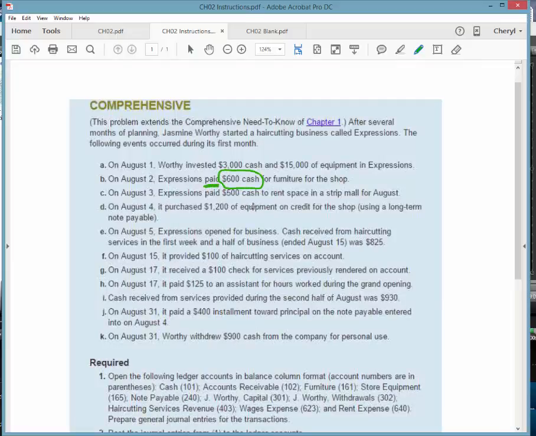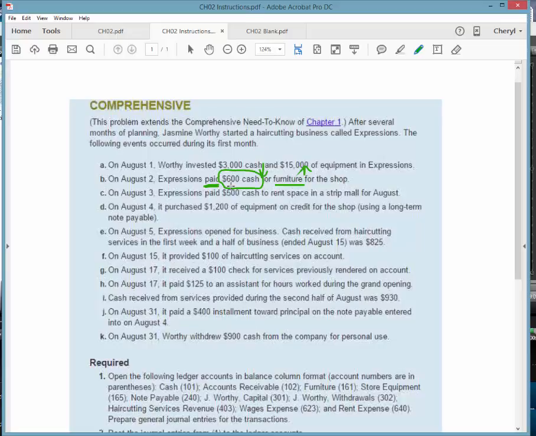So what's happening to our cash? Our cash is going down. Why did we pay out $600 in cash? Because we bought furniture. What type of account is furniture? It is an asset. And now we have furniture, so our asset account is increasing. So how does an asset increase? With a debit. Cash is an asset. How does an asset decrease?